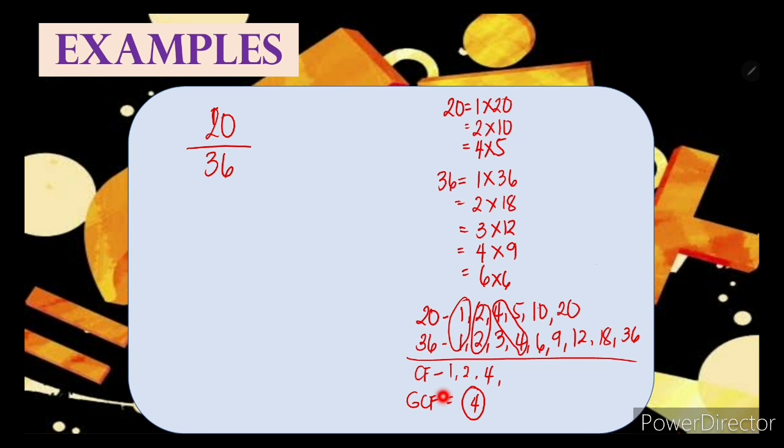So, ibig sabihin, i-divide natin si 20 saka si 36 kay 4. 20 divided by 4 is 5. 36 divided by 4 is 9. So, the lowest term of 20 all over 36 is 5/9.